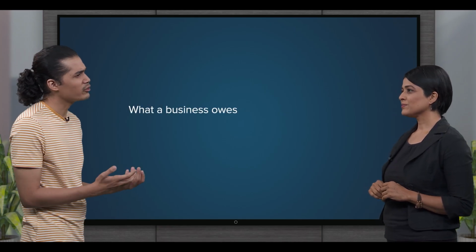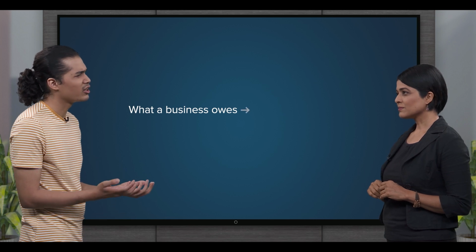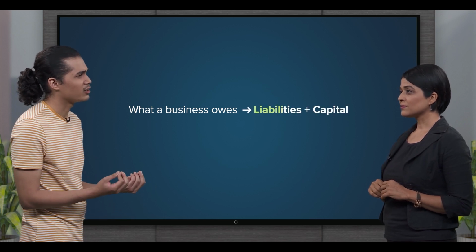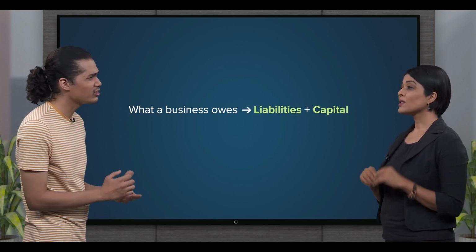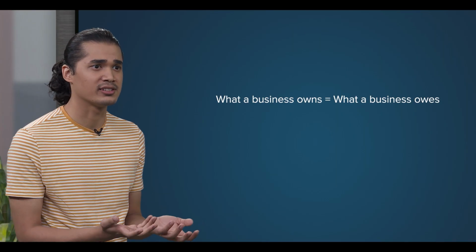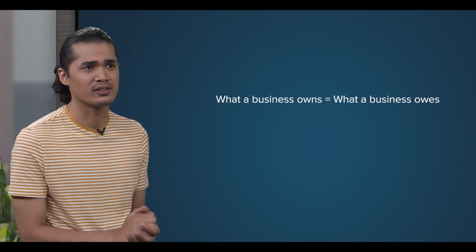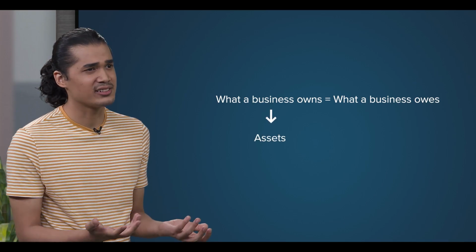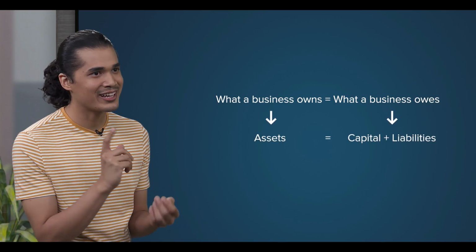So, the amount of money that a business owes will be equal to the sum of liabilities and capital? Correct. So, our above equation, which is what a business owns equals what a business owes, becomes assets equals liabilities plus capital. Good work there.